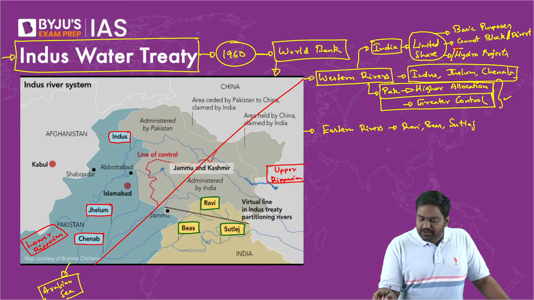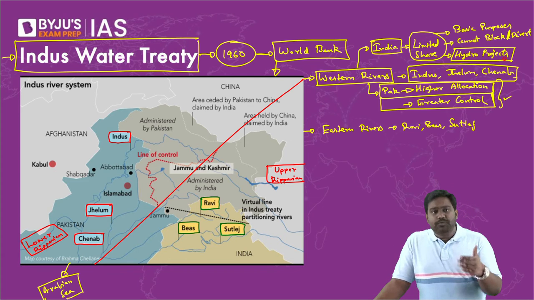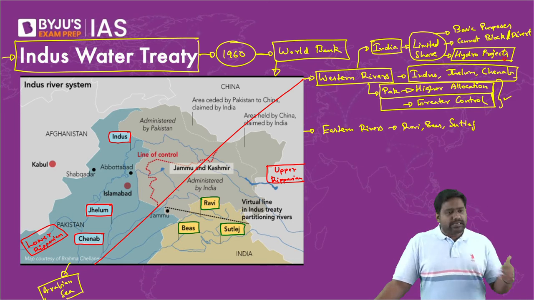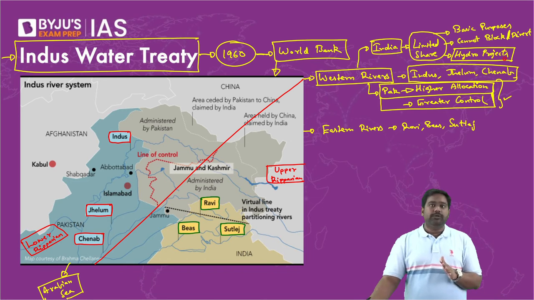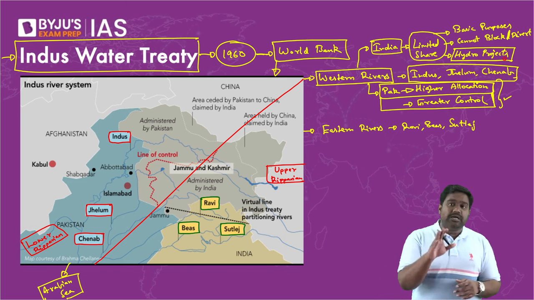These are run of the river projects or run of the mill projects. All right. It means you stop the water for a short period to generate the hydropower potential, to use the water to turn the turbines, you generate electricity, and then you allow the water to flow. So a hydro plant will not block the water or divert the water. So these are run of the river projects, and such projects are allowed for India.